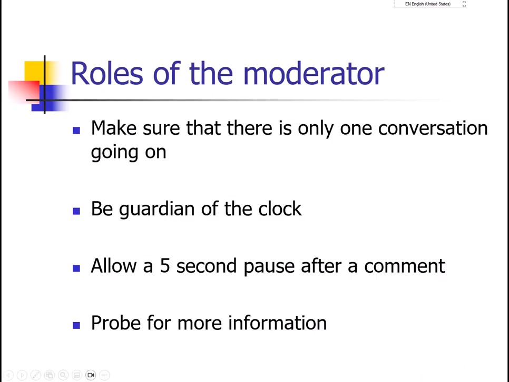One key role is to ensure that only one conversation occurs at a time, preventing participants from taking over and causing confusion. The moderator also manages time, keeping an eye on the clock to ensure that the topic receives appropriate attention.